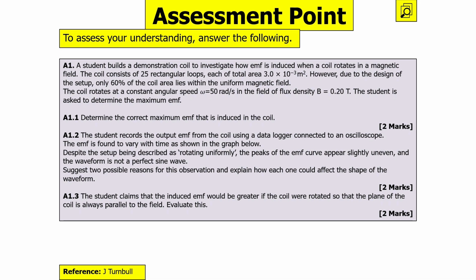The student claims that the induced EMF would be greater if the coil was rotated so that the plane of the coil is always parallel to the field. Evaluate this. So pause the video now, and then unpause the video when you want to go through your answer.